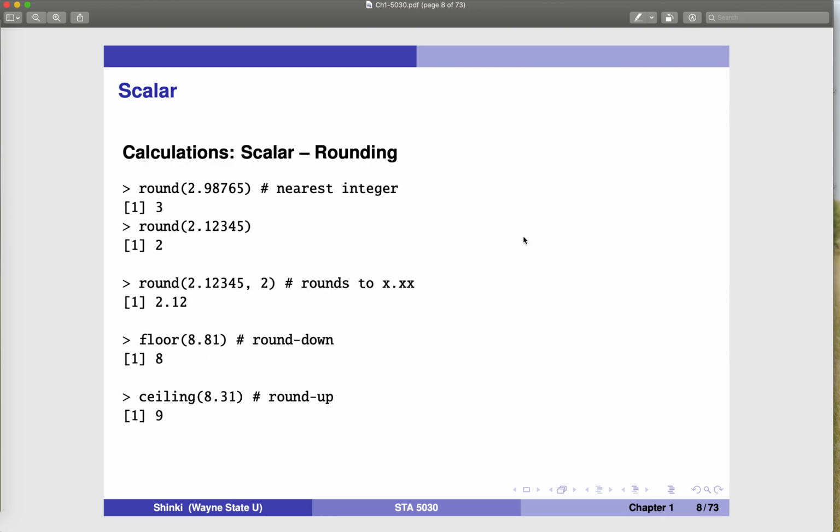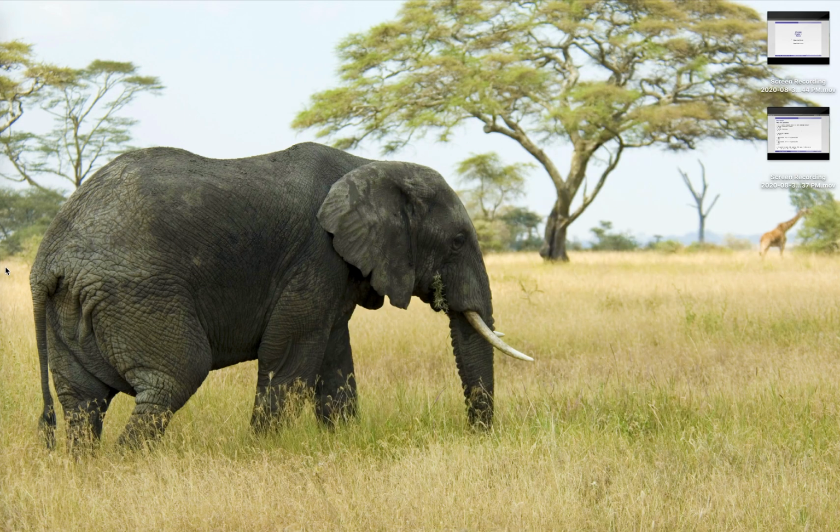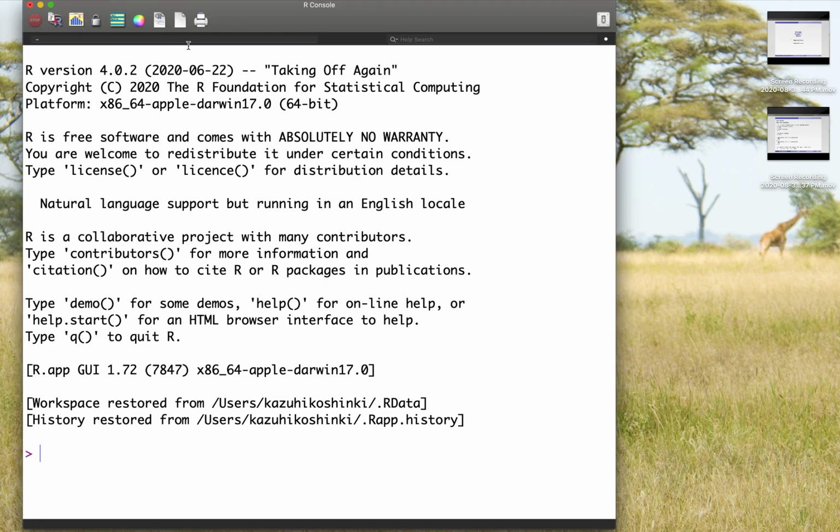But in the first few chapters, I would like to use the R language and RStudio, and I demonstrate on screen. Okay, so what is R? R is basically a statistical language, so it looks like a calculator. Once you start R, this is the R console, so we can type some input, then you can get an answer. For example, 1 + 1 is 2.